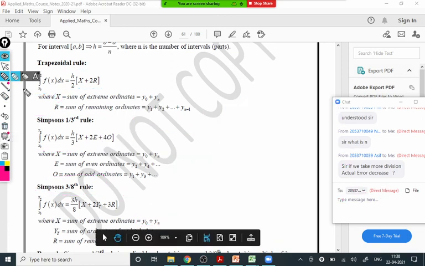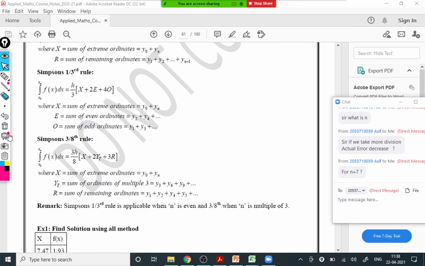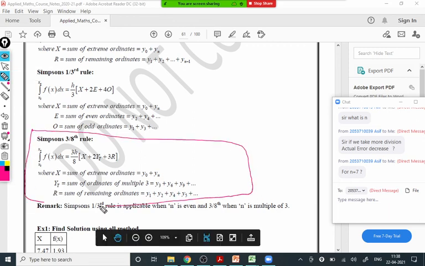So let me come here. Here is the last formula of numerical integration, Simpson's 3/8 rule. The formula looks like this, and as I said, the 1/3 rule is used when n is even, and the 3/8 rule is used when n is a multiple of 3. That is written in the remark. This is an important remark again.